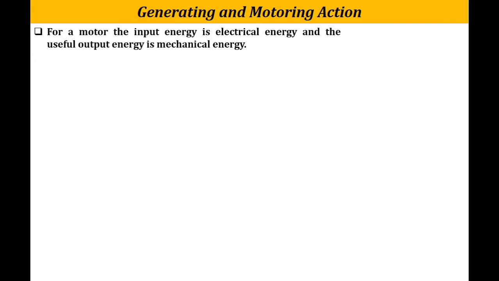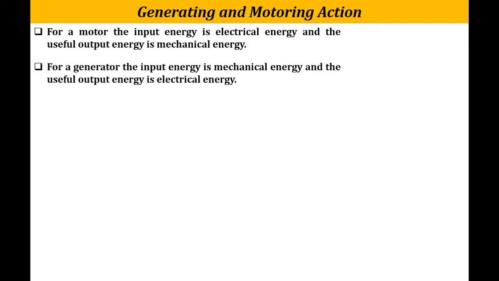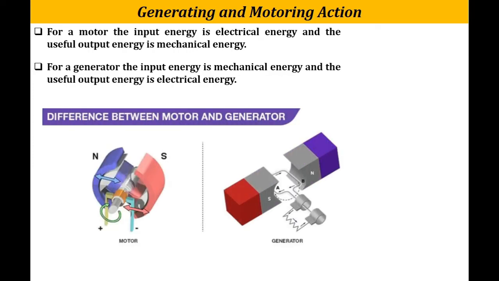Now, let's discuss what is a generating and motoring action. What is a motor? A motor is one which has an input energy, that is electrical energy, and an output energy, that is mechanical energy. So what do you mean by a motor? When we give electrical energy as an input and the output is mechanical energy, then it is called a motor. Whereas exactly the opposite is there in the case of a generator. To the input, mechanical energy is given, and at the output we produce electrical energy. So this is the difference between motor and generator.